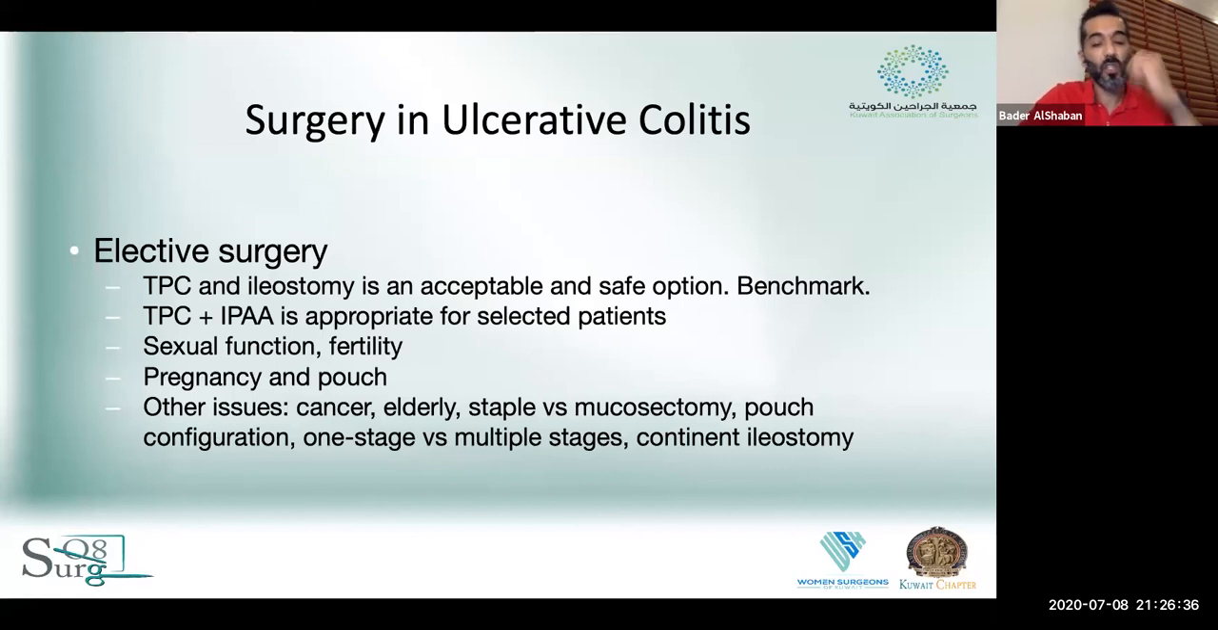as sexual function and fertility, or infertility rather, which may be present in up to 60% of females. And again, when the female patients do get pregnant, there is a risk between pregnancy and pouch in terms of outlet obstruction, a common cause for volvulus of pouches.